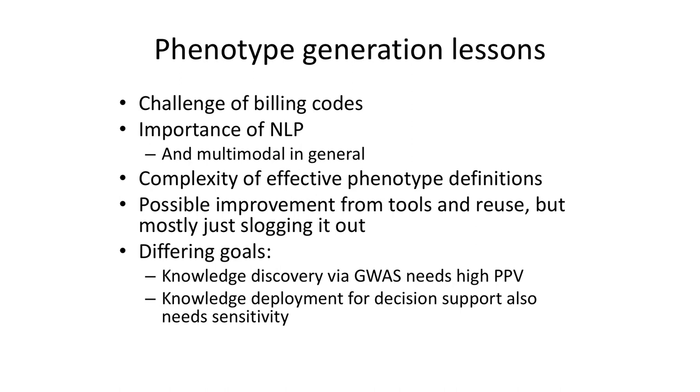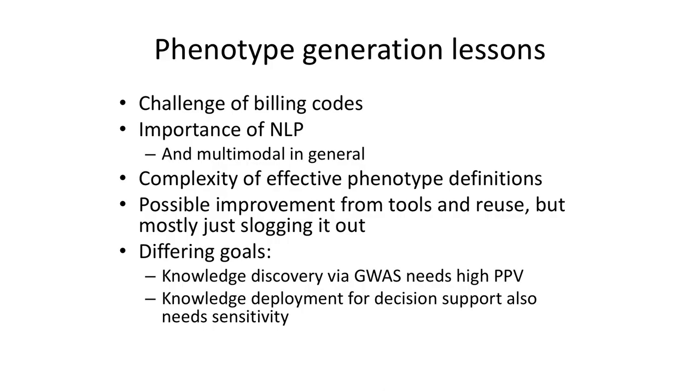The complexity of our phenotype definitions: we learned that they tend not to be a simple use a code or use a code in a med. You saw some examples earlier in the previous talks. What we're seeing so far is we can get improvement from tools and reusing definitions, but mostly what we're doing today is just slogging it out. As we go to the next definition, it's a lot of hard iterative work. It's always iterative to improve the definition. And the tools do help.